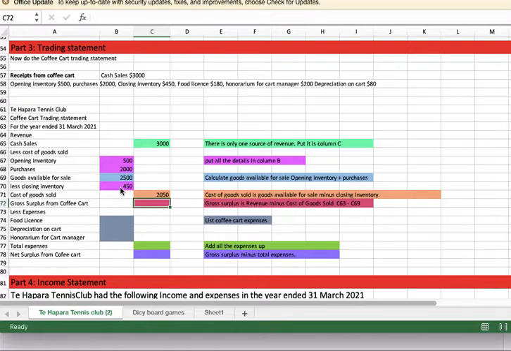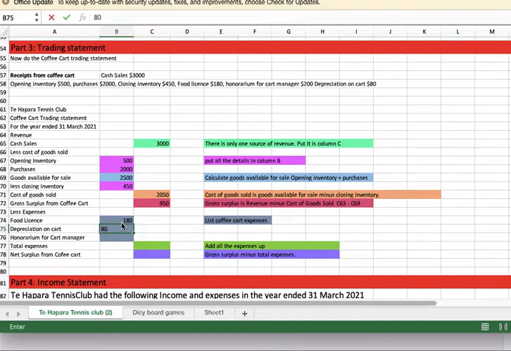So what was their gross surplus before we start taking out the other expenses of running the coffee cart? We want to find out what $3,000 minus the cost of goods sold is equal to, and so we get $950. And they had some other expenses. One of the things, if you're selling food, you've got to have a license, so $180 for the license. Depreciation on the cart, $80.